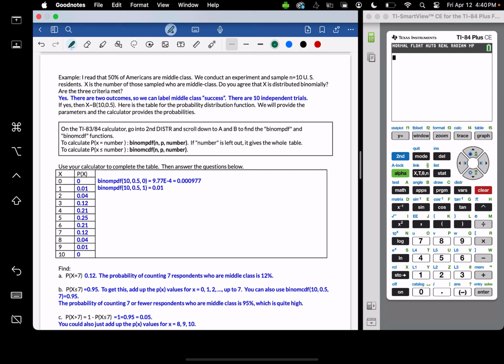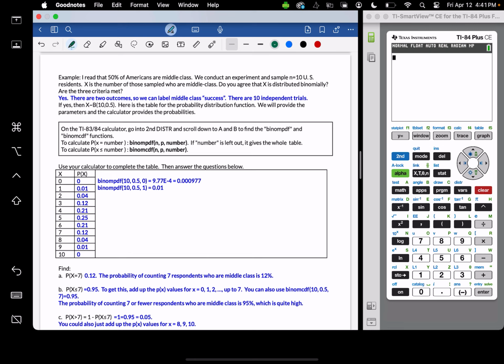So we look back at our requirements. First of all, there are two possible outcomes. We can say success for middle class, and failure for not middle class. The words success and failure are kind of arbitrary. We have 10 repeated trials, and they're independent of one another. So when we randomly grab a U.S. resident, the result we get the first time doesn't impact the result that we get the second time. So those are our 3 requirements.